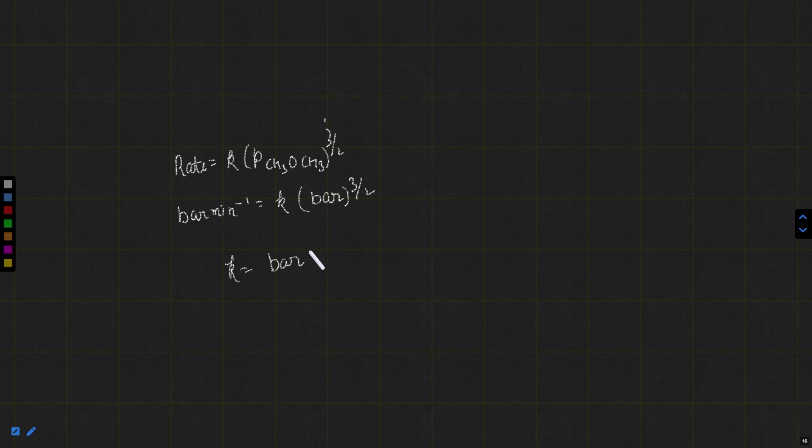So it is 1 minus 3 by 2, and this is per minute. So 1 minus 3 by 2 will give you how much? The 2 minus 3, that is minus 1 by 2, and this will be per minute. So this will be our unit. You can just look at how we have done it. Just analyze this pressure term, and you will find that this is very rationalized.